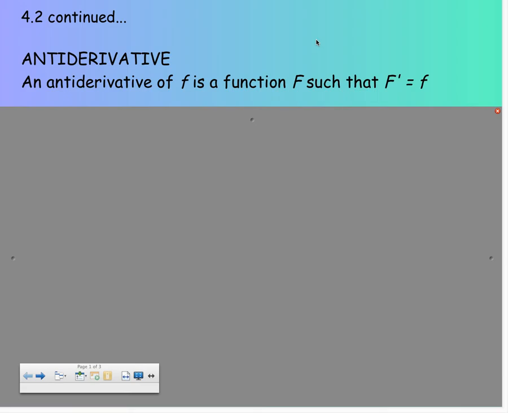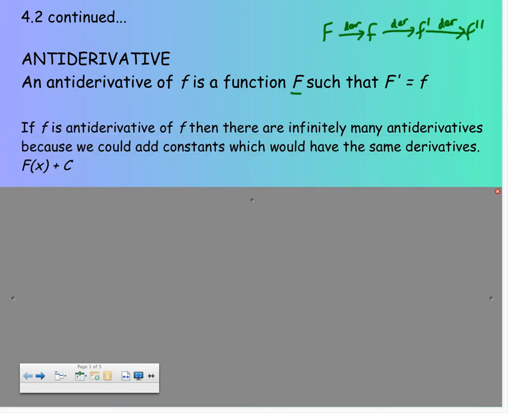So here's what we're using. We're using this capital F. So if instead we started with F and we took the derivative, we would get lowercase f. If we were to take the derivative again, we would get f prime. If we were to take the derivative again, we would get f prime prime, and we could keep going and going. So do you see how I'm using a capital F just to denote antiderivative instead? That's what we're going to do to note it.